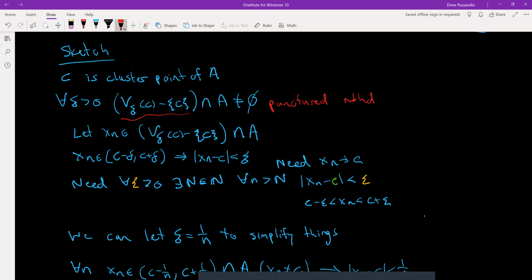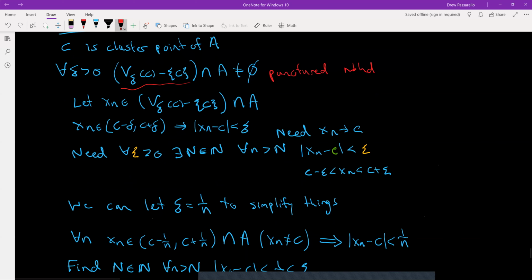So what does that mean? Each value xn of the sequence is an element of the open interval C minus delta, C plus delta, which implies the absolute value of xn minus C is less than delta. So we need xn to converge to C. So we need for all epsilon, there exists a capital N such that for all little n bigger than capital N, the absolute value of xn minus C is less than epsilon, since that's the definition of convergence for sequences.